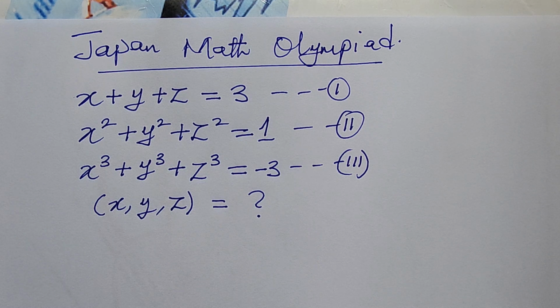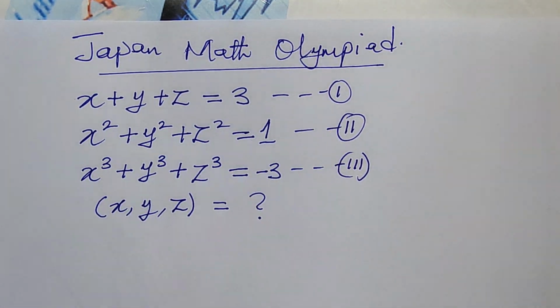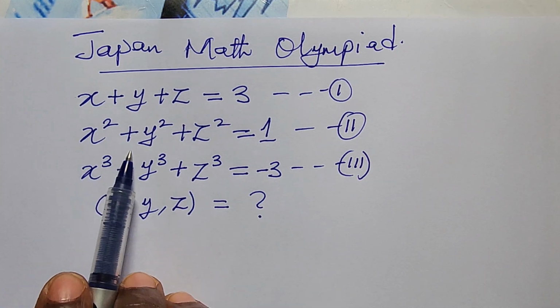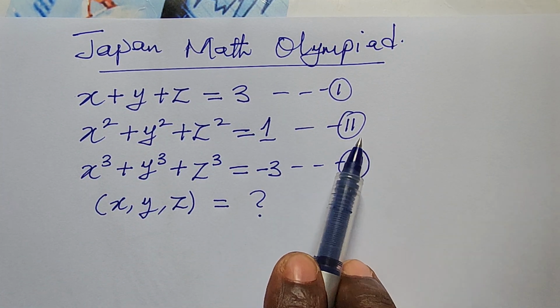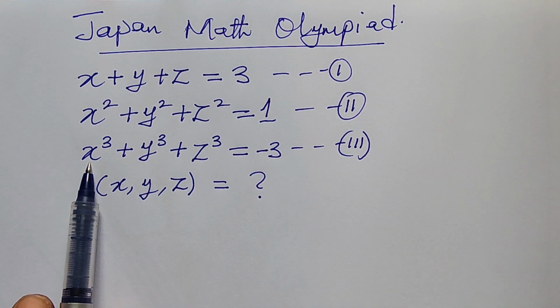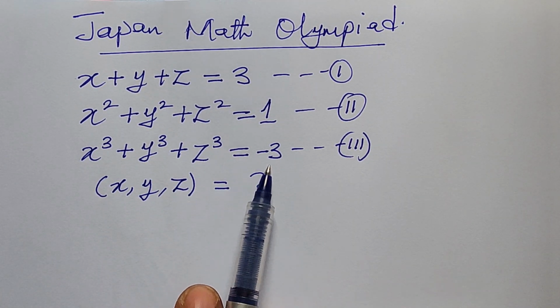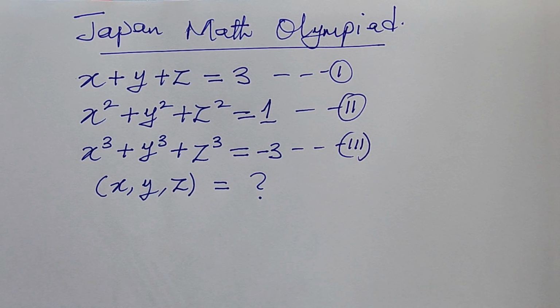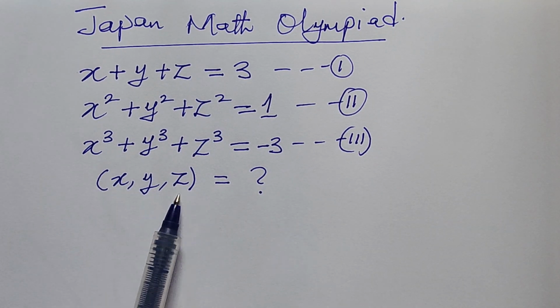Before us here we have a Japan math Olympiad question, and the question is: x plus y plus z equals 3. This is given as equation 1. x squared plus y squared plus z squared equals 1. This is given as equation 2, and x to the power of 3 plus y to the power of 3 plus z to the power of 3 equals minus 3, given as equation 3. What then will be the values of x, y, z?